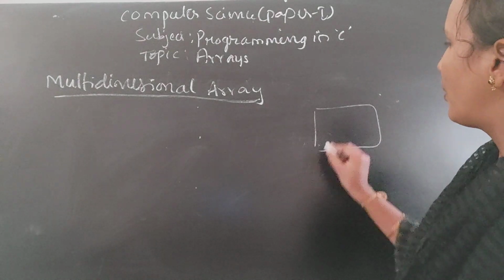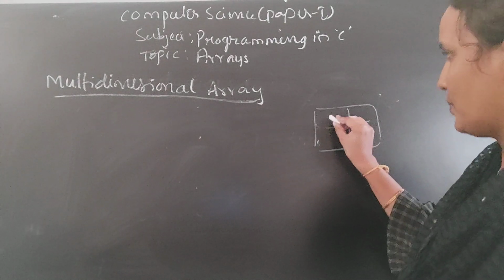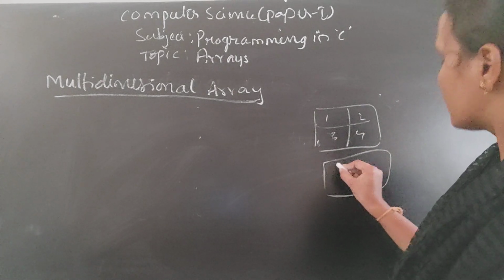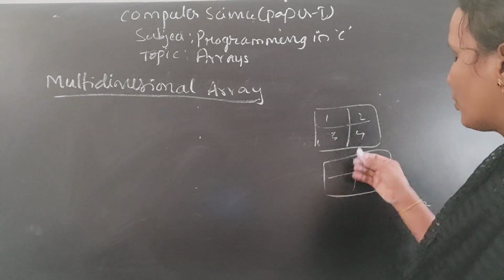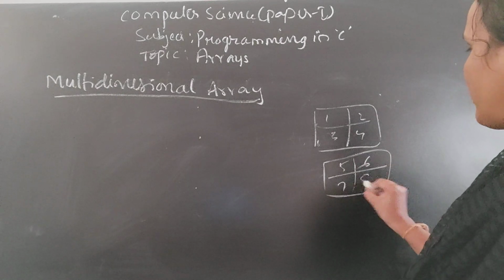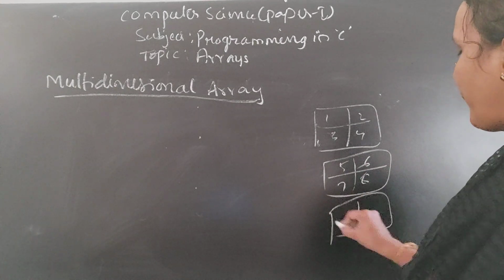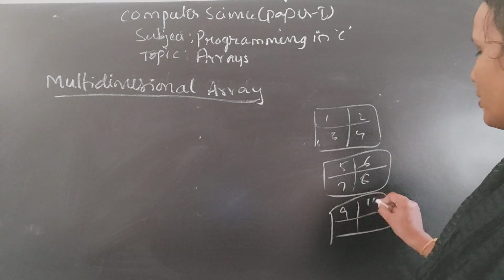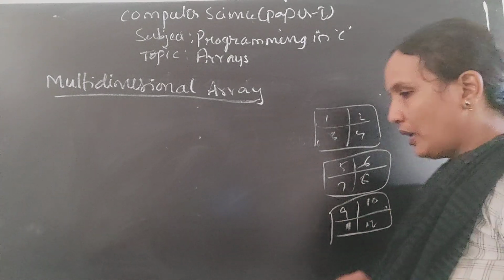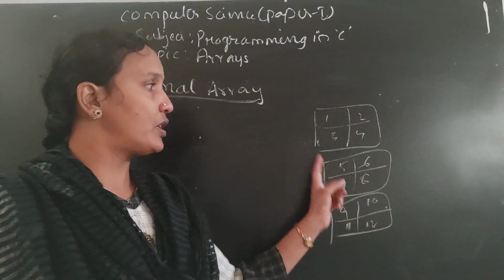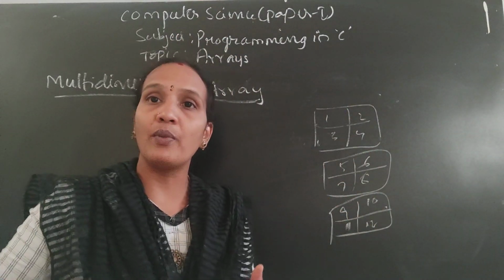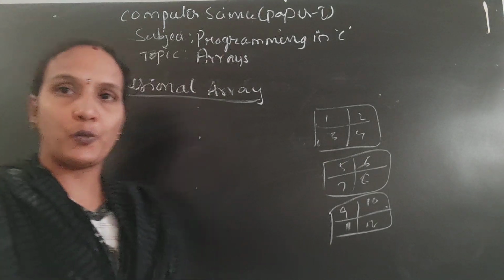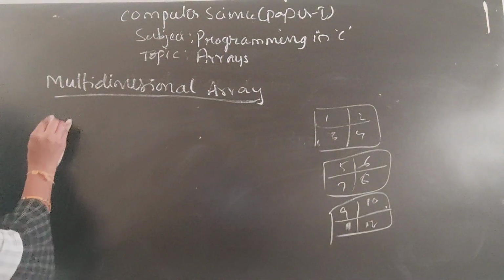This is one table with 2 rows, 2 columns: 1, 2, 3, 4. Second table with 2 rows, 2 columns: 5, 6, 7, 8. Third table again with 2 rows, 2 columns. Here it is 2 dimension, 2 dimension, 2 dimension. But how many tables you want, that information you should also give. That is possible by using a multi-dimensional array like this.